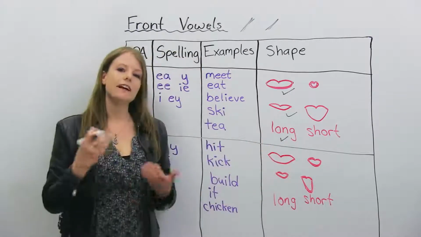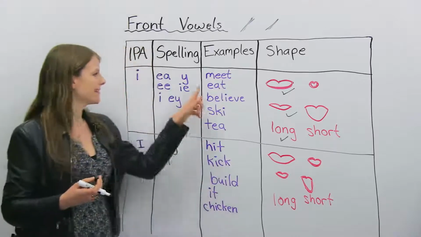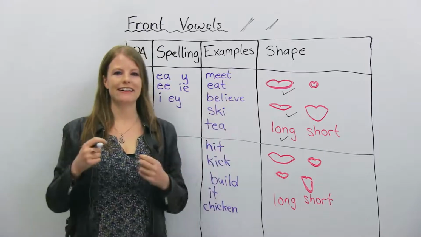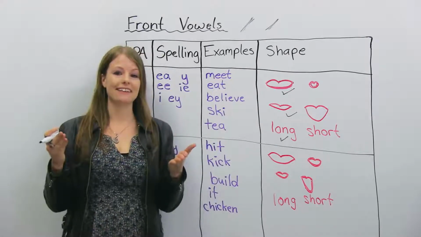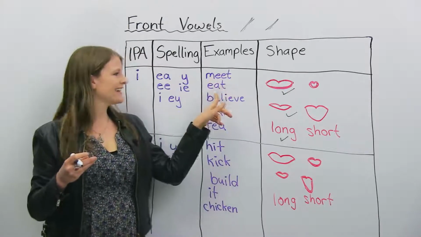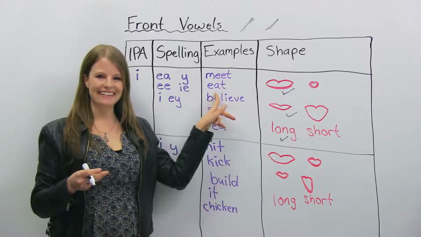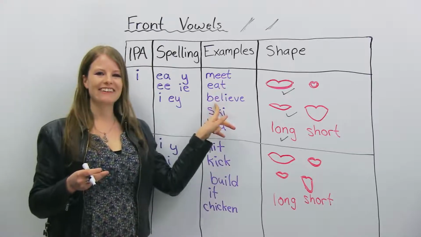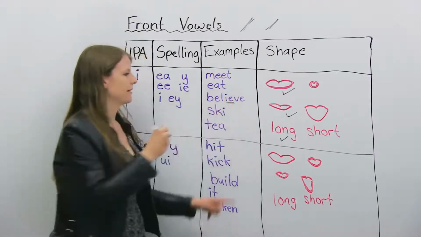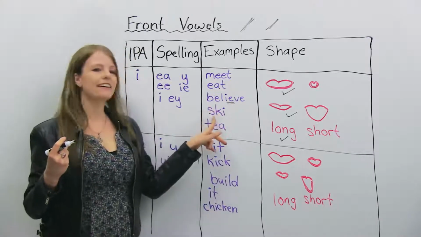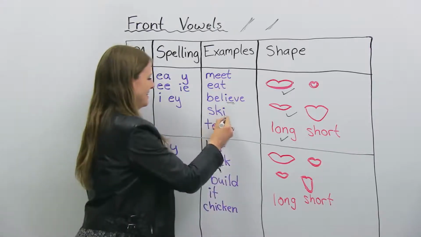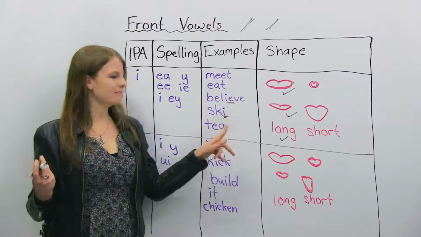Okay. So now let's do some words that have this sound in them. And remember, focus on your mouth. Is it wide? Is it small? And is it a long sound? Meet. Eat. Believe. So in this word, this is where the E sound is. Okay, ski. In this case, E is represented by an I.